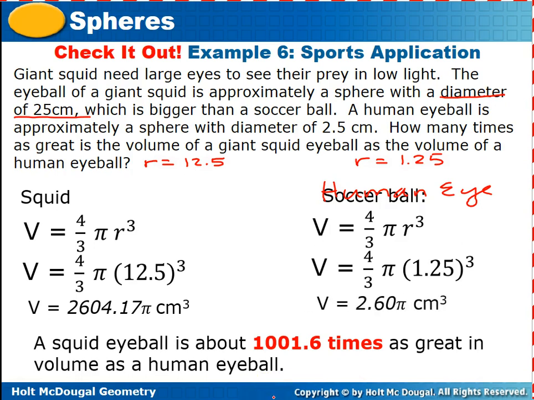So to find out how much bigger it is, and we can kind of see this pretty quick, we're going to do 6,004.17, and we're going to divide that by 2.6. And when we do that, we notice that the answer is 1001 times as great. So the squid's eye is 1001 times as great as the human eye.